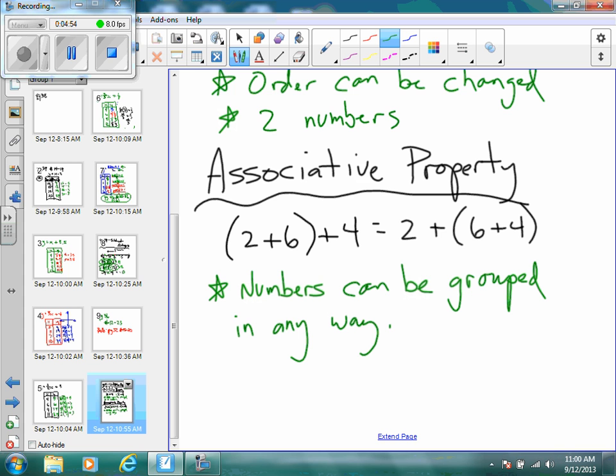Why do you suppose, what's the benefit of using the associative property? How might that help you? If you have three numbers that you're adding together, and you could pick any of the two to add first before you add your third one, how might that be used as a tool for you?